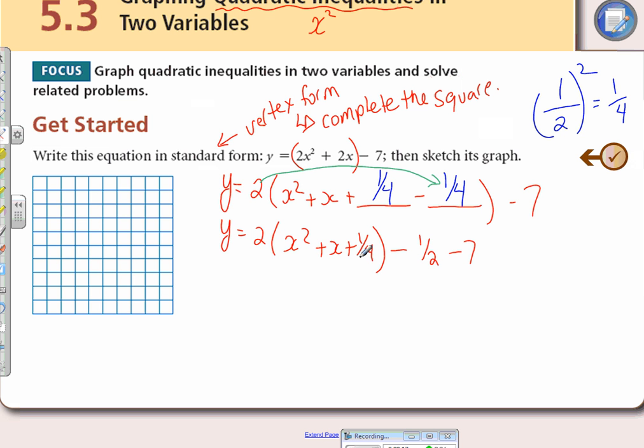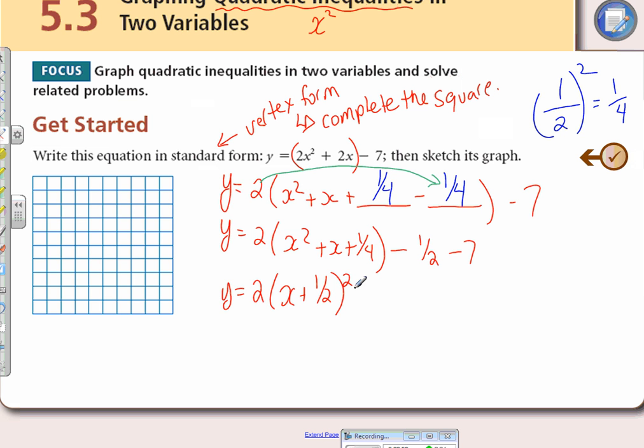We know what it's going to factor to. We made it. So that's going to always factor to x, same sign, whatever you had right before you squared it, when you divided by 2, 1/2, squared. Now we've got minus 1/2 and minus 7.